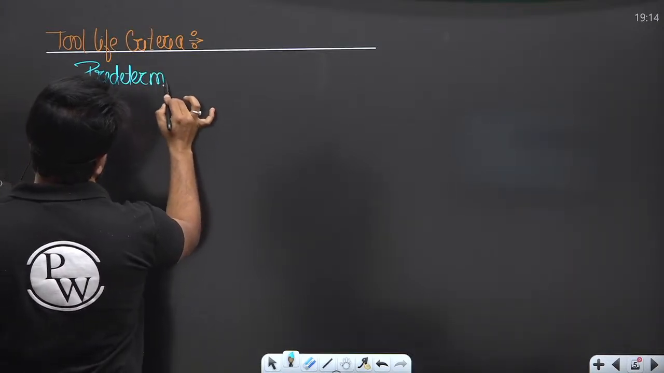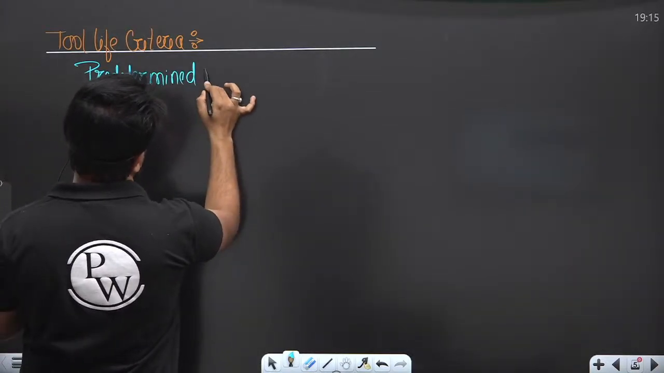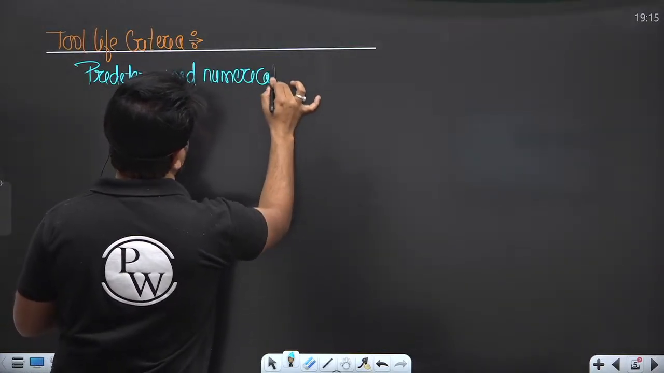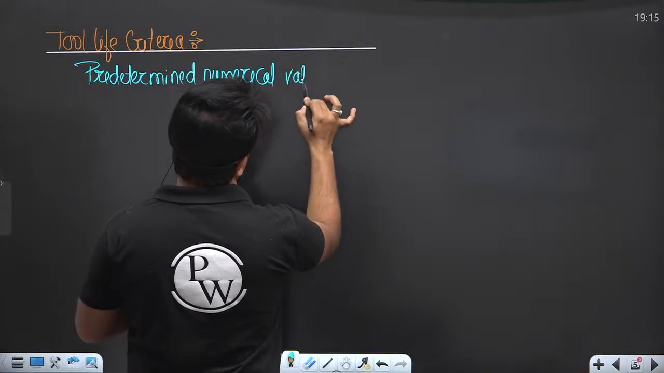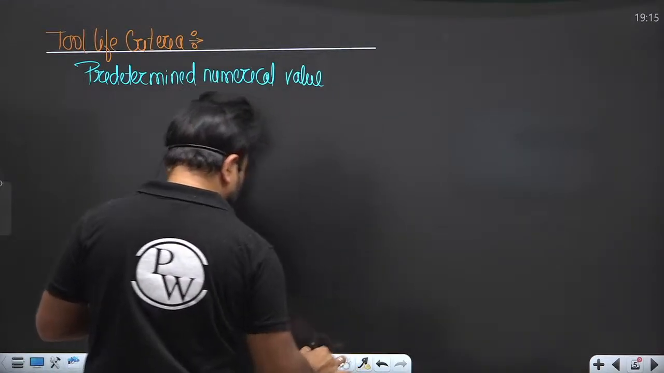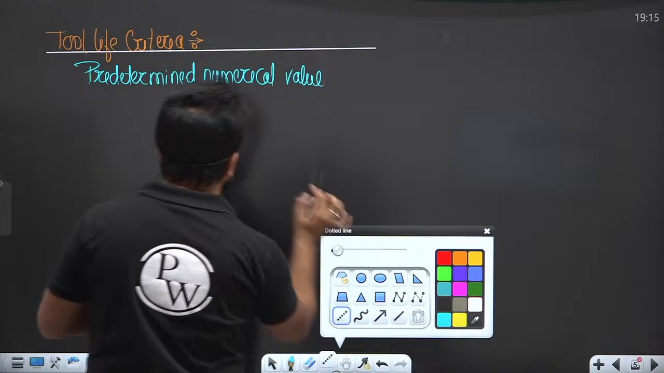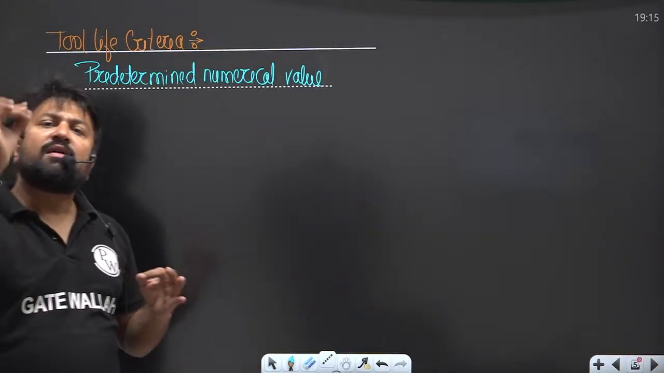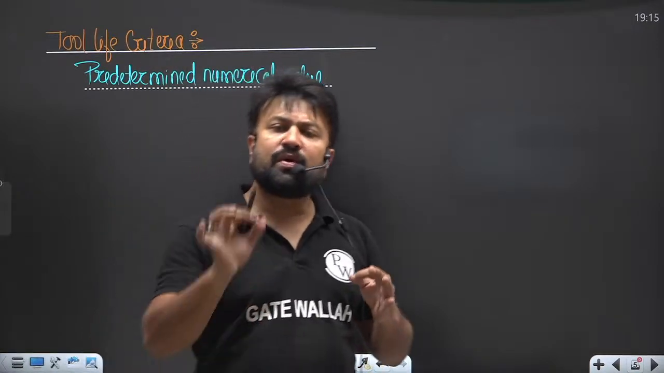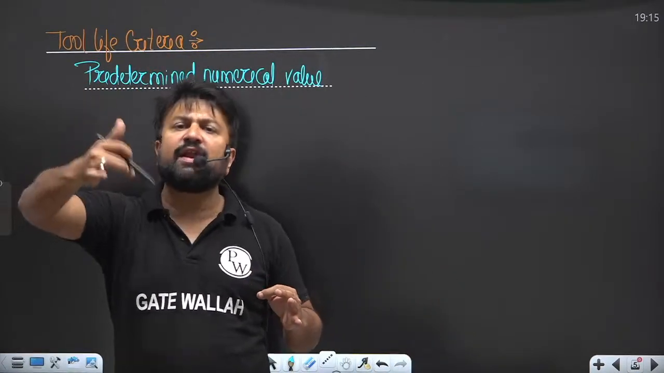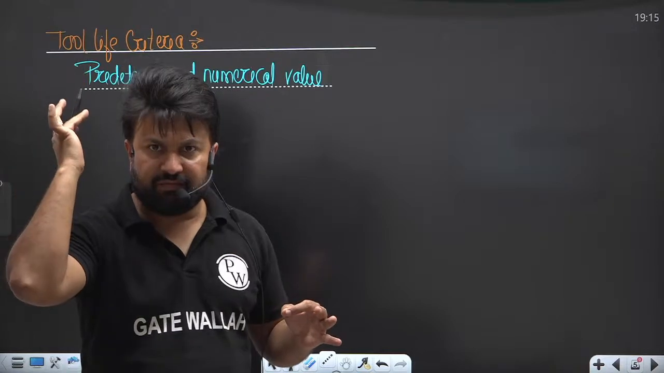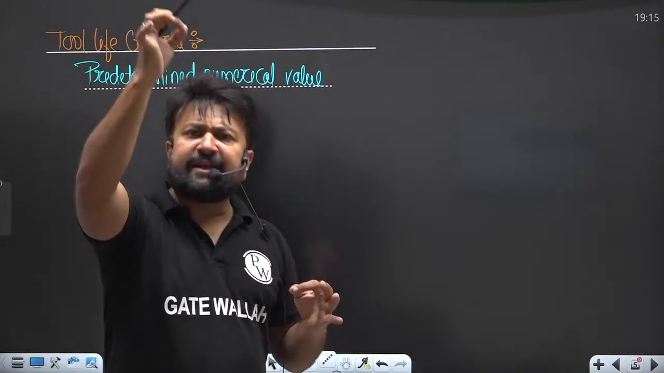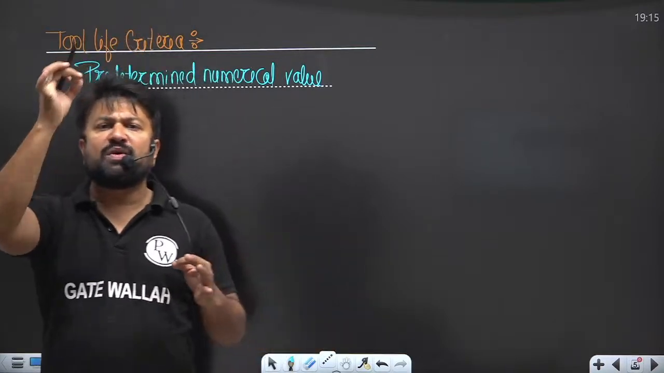Predetermined numerical value. It is a predetermined value. Once you know the value of the tool life, you are aware that up to that value we can use the tool, right? A predetermined numerical value of any type of tool deterioration which can be made.